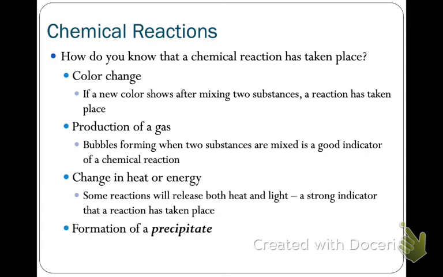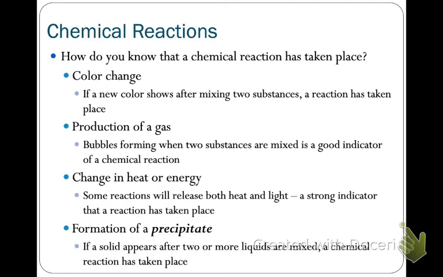Okay, the last indicator that a chemical reaction has taken place is the formation of what's called a precipitate. Okay, the precipitate is a solid that appears in a chemical reaction. So let's say I mix two liquids together and all of a sudden a solid is formed, right? There's a chunk of something in that container. That's got to tell us that a chemical reaction has taken place.